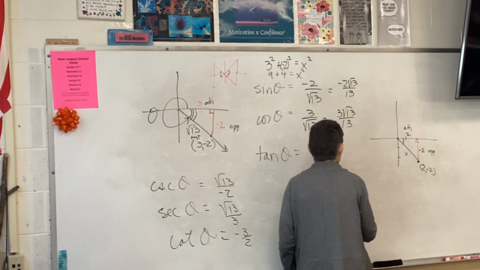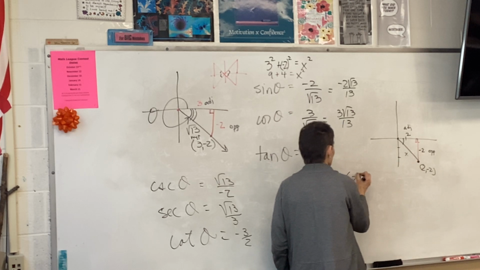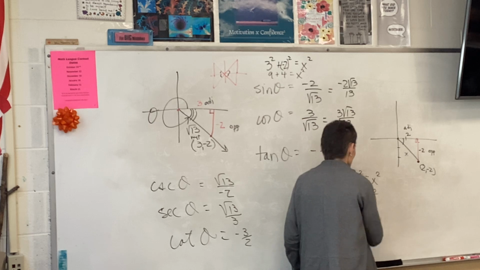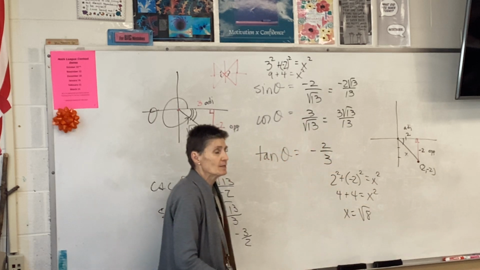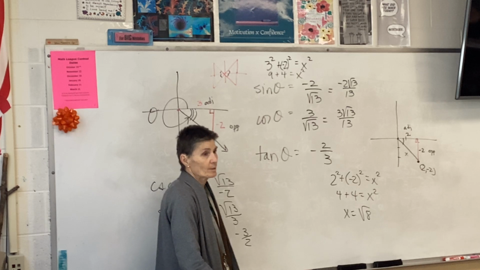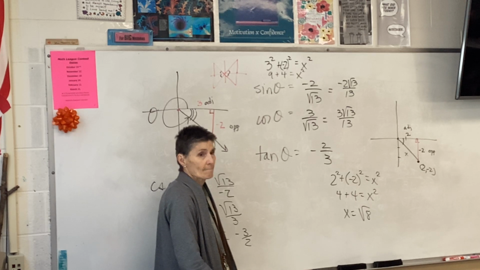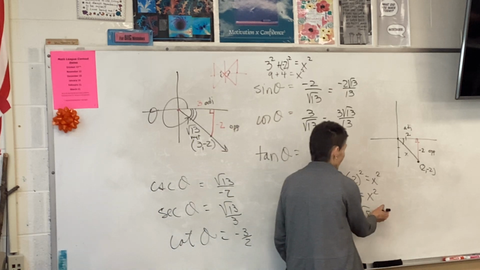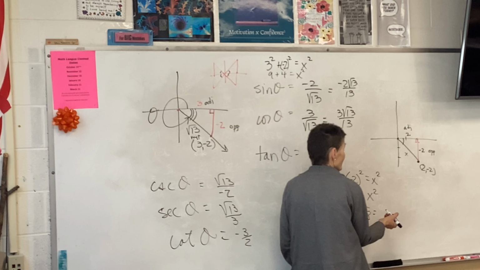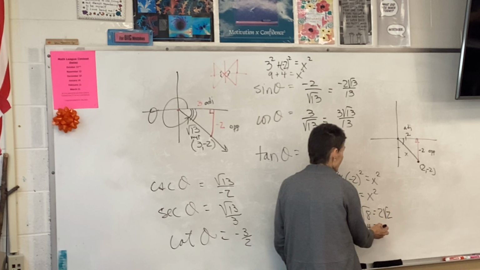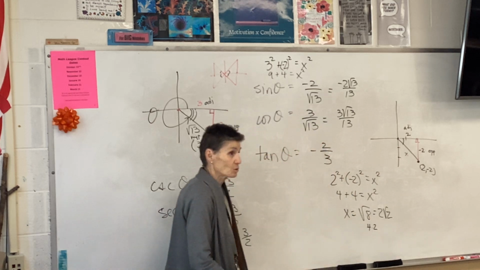So what's my hypotenuse? 2 squared plus negative 2 squared is x squared, which is root 8. Did you get the square root of 8? I know, I skipped a few steps in there. Let's go ahead and simplify that. The square root of 8 is 2 root 2, because 8 is 4 times 2. The square root of 4 is 2.